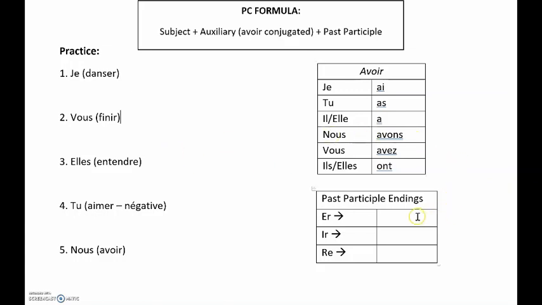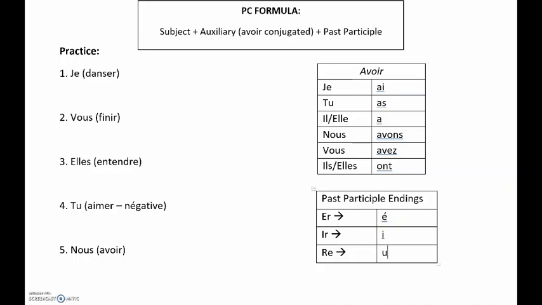The other piece that you should be familiar with, which we just went over in the notes, is the past participle endings. You have to know how to change danser, finir, entendre, and so on into their past participle forms. So if I'm talking about an ER verb, then the ending will change to an E with an accent aigu. If I'm talking about a regular IR verb, then that IR is just going to change to an I. And then if I'm talking about an RE verb, that RE will change to a U. Okay, so we have everything we need to practice these 5 questions.